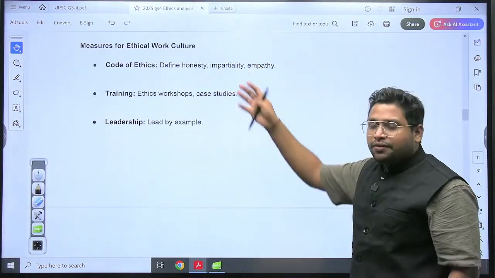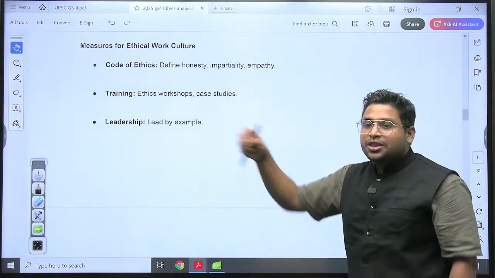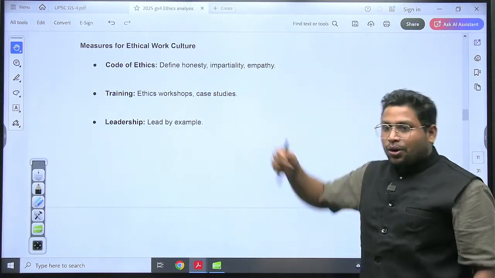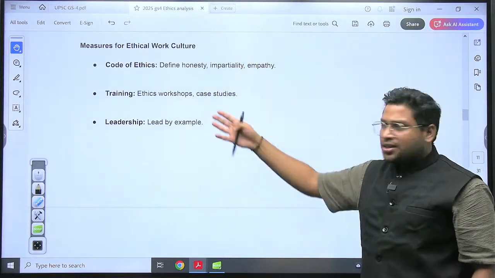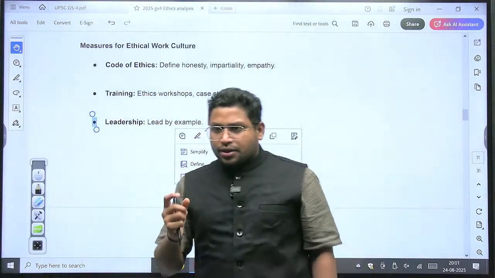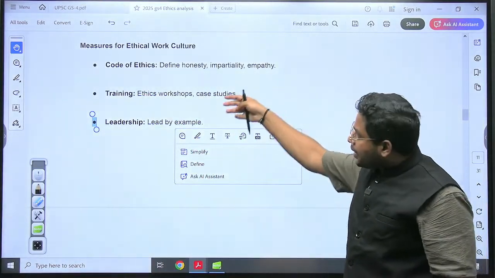So you can say, I will define this code of ethics first. Values like impartiality, empathy, honesty become important in this work culture. We can train people with workshops and case studies. Now this happens also in corporates. They conduct some workshops, so give this example over here, right?